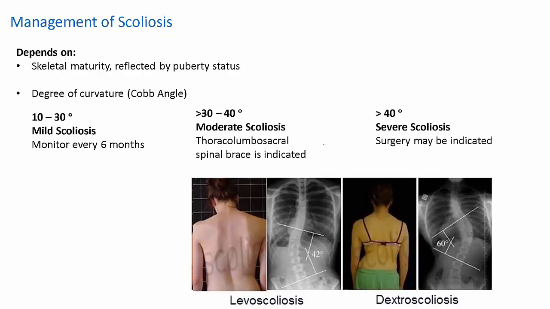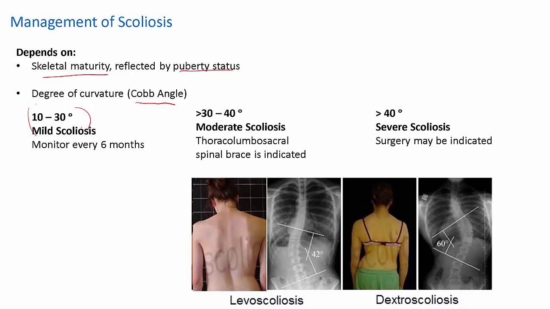So when we think about the management of these different degrees of curvatures, then we like to think about the skeletal maturity. Is the skeleton still developed? Are we talking about a child, an adult, or someone else, about that age? And we want to think about the puberty status, right? So are they fully developed or are they still growing? Like I mentioned, if it's a Cobb angle that we're looking at, anywhere between 10 to 30 we consider to be mild scoliosis. So you can usually observe this and then have them come back 6 months later.